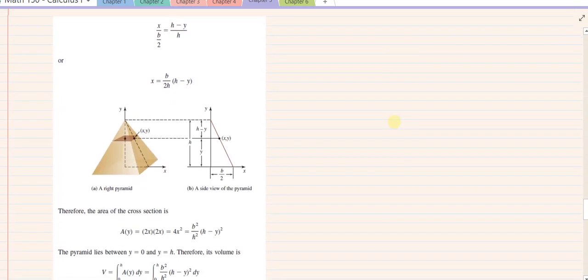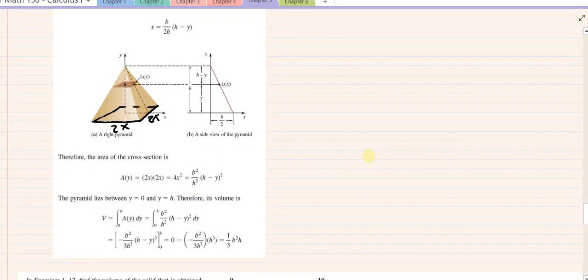This is in your book. In this example, we want to find the volume of this pyramid. If you look at the base of this pyramid, the base is a square, right? The cross sections are squares, and they are perpendicular to the y-axis, because each is parallel to the x-axis. The area of a square cross-section is going to be 2x by 2x, right?